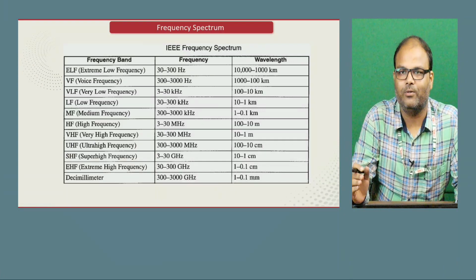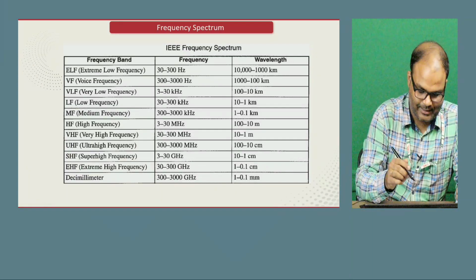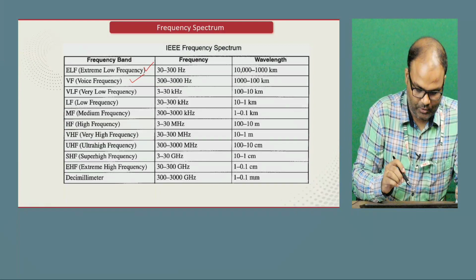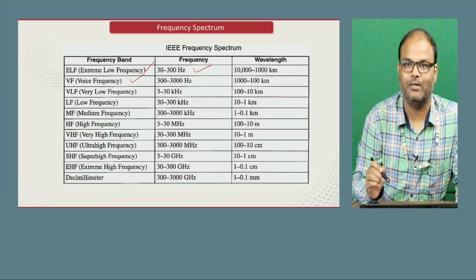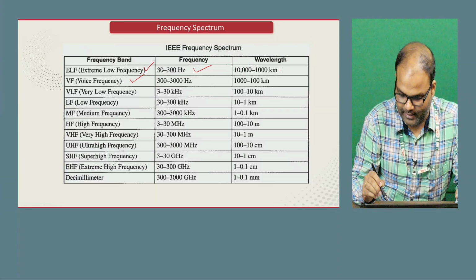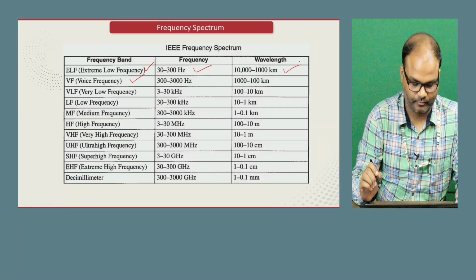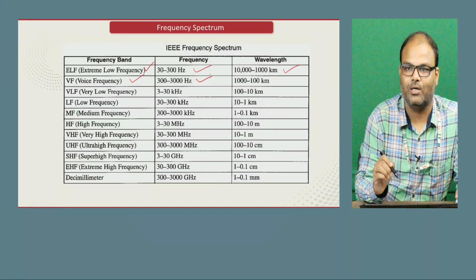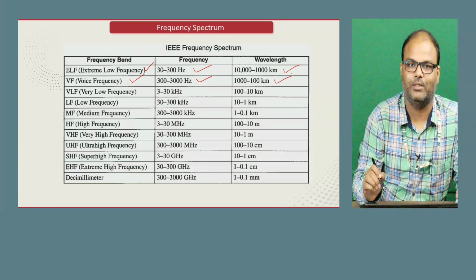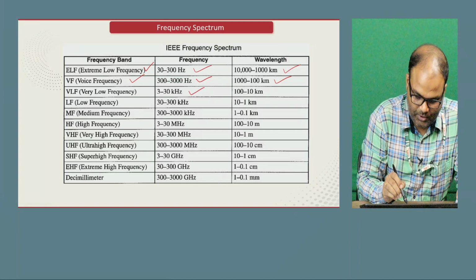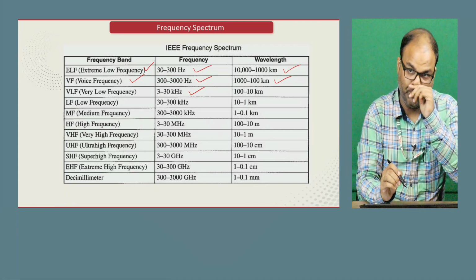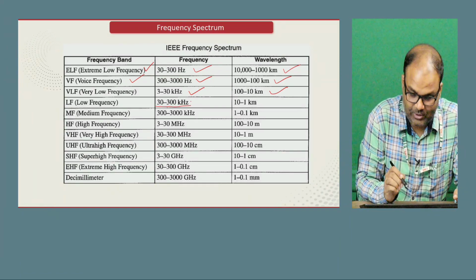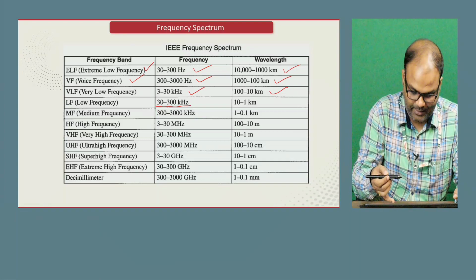Now, if I am thinking about the frequency spectrum, we are thinking about the extreme low frequency spectrum, the voice frequency spectrum. Extreme low frequency is from 30 to 300 Hz and the wavelength is from 10,000 to 1,000 kilometer. Then voice frequency is from 300 to 3,000 Hz and the wavelength is from 1,000 to 100 kilometer. Very low frequency is from 3 to 30 kilohertz and the wavelength is from 100 to 10 kilometer. Low frequency is from 30 to 300 kilohertz, and like that the respective wavelength.